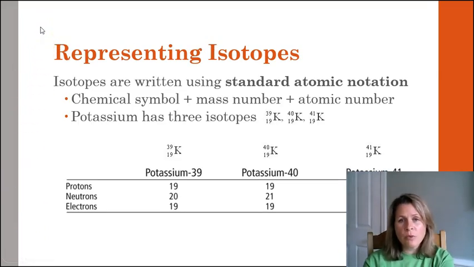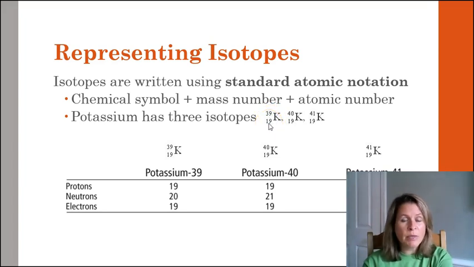Isotopes are written according to what we call standard atomic notation. So what I mean by that is we have the element. Potassium is abbreviated with a K. We have the mass number. We'll look at what the mass number means in just a second. That comes right here in the upper left. And then we have the atomic number, that number of protons.